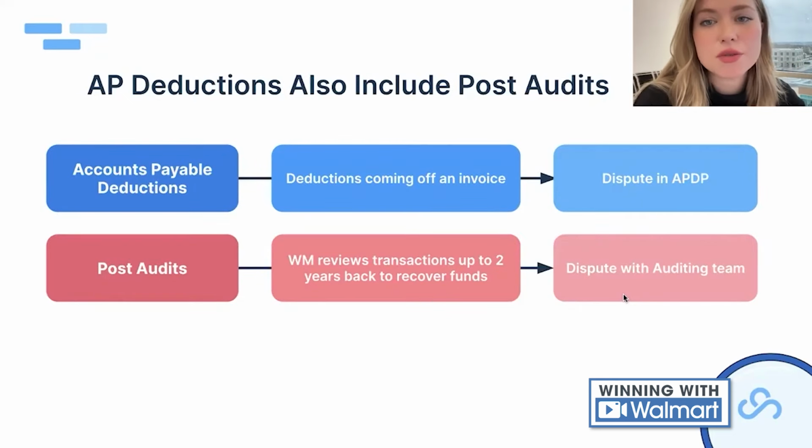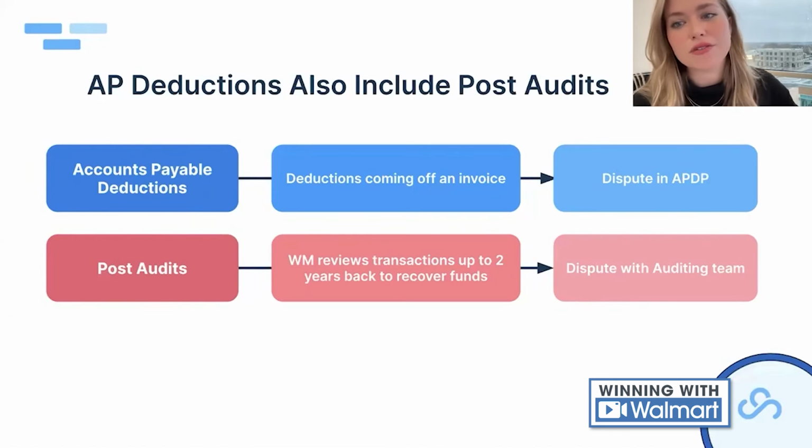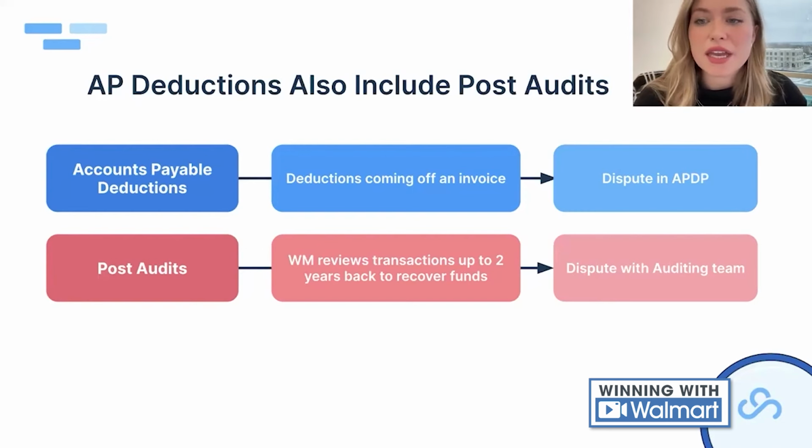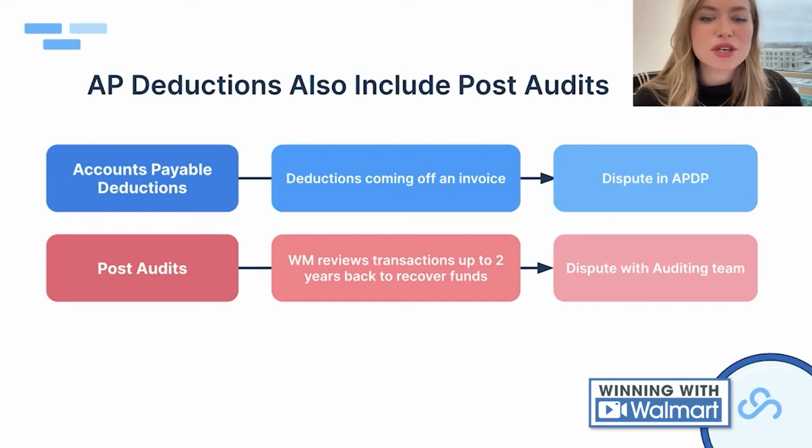Okay, so AP deductions, we do include post audits with that. I don't know if everyone is familiar with post audits, but we have another awesome webinar on post audits if you want to do a deep dive. But accounts payable deductions, again, are going to be coming off of an invoice. You're going to dispute them in something called the Accounts Payable Dispute Portal, APDP. If anyone has been doing this for more than a few years, APDP is the Retail Link app that has replaced Direct Commerce, which was a third-party app a few years ago. We're going to go into all the details of that, but high level, that's what it is.